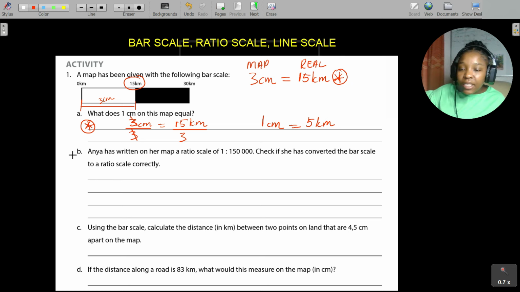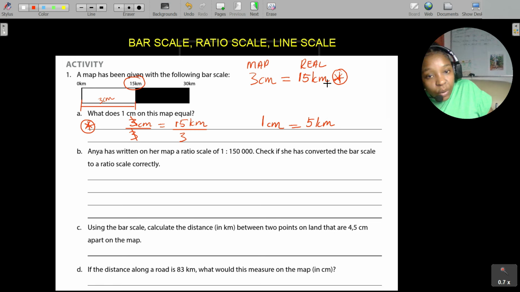Now let's look at this one. It says Anya has written on her map a ratio scale of 1 is to 150,000. Check if she converted the bar scale to a ratio scale correctly. So now I'm just going to use this main equation.